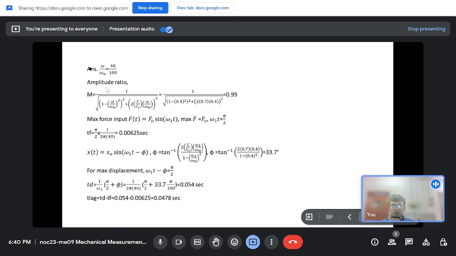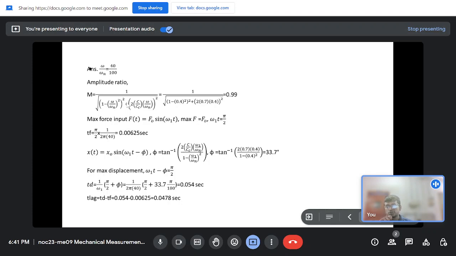At the start, we know for an input of 40 Hz and a natural frequency of 100 Hz, the frequency ratio omega by omega n is 40 by 100, which will be 0.4. Then we also know for a second order system, the amplitude ratio is 1 by the square root of (1 minus frequency ratio squared) the whole squared, plus (2 times damping ratio times frequency ratio) the whole squared.